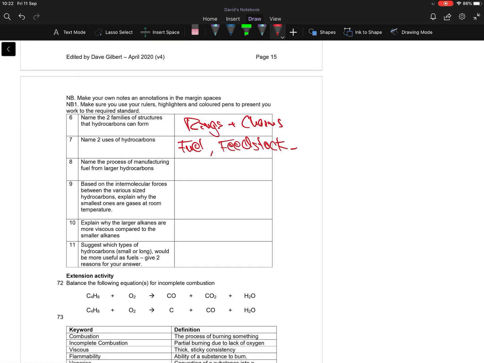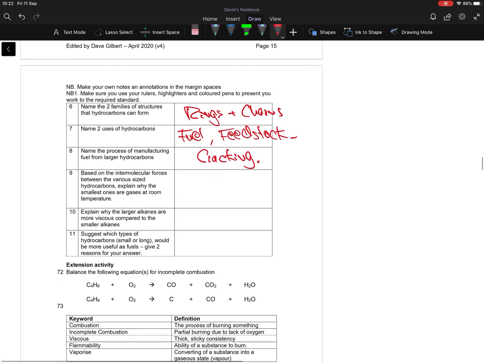What's the name of the process for manufacturing fuel from larger hydrocarbons? Called cracking. Now, based on the intermolecular forces between the various sized hydrocarbons, explain why the smallest ones are gases at room temperature. As we said, that means they have weak intermolecular forces between them. So they're easier to break and therefore allow the substance to boil or evaporate at lower temperatures.